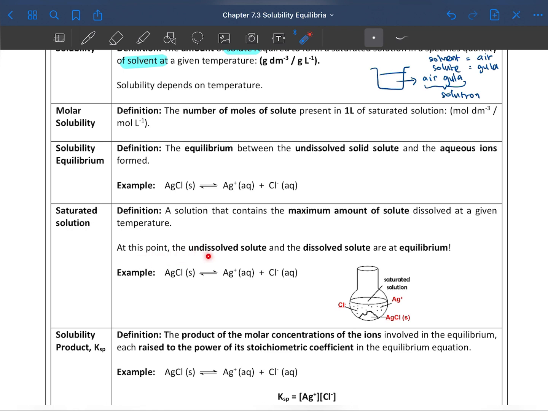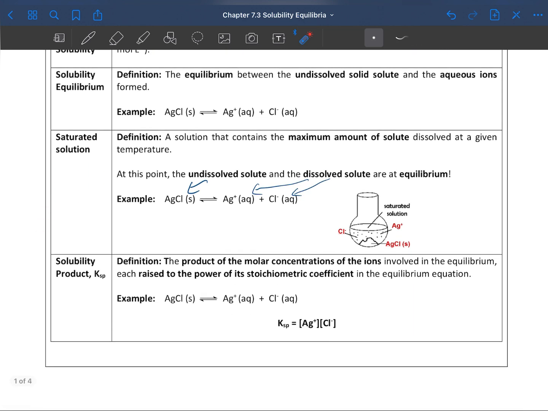Okay, so at this point the undissolved solute and the dissolved solute are in equilibrium. Okay, so yang dissolved solute dia jadi ion lah. Okay, so dalam keadaan ni pada saturated, so dia dah equilibrium lah. Just nice.